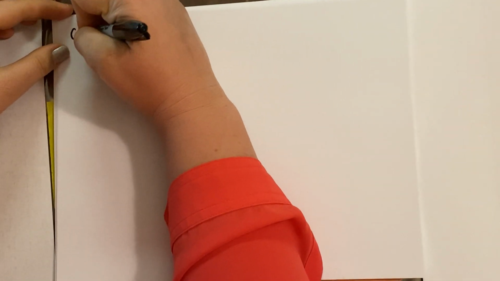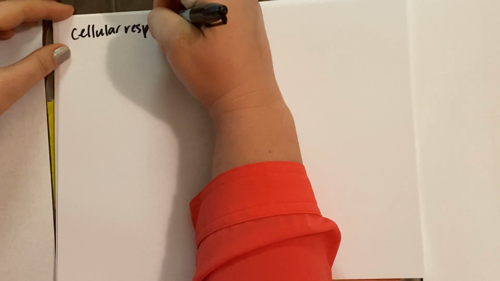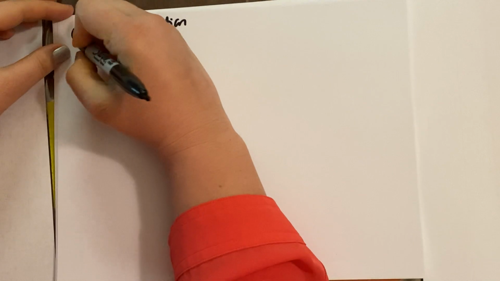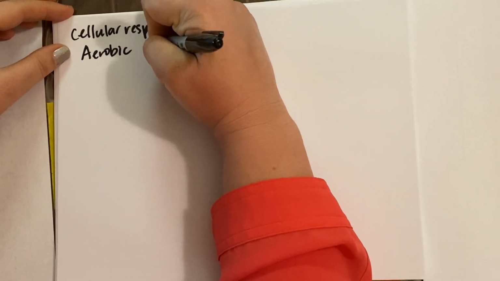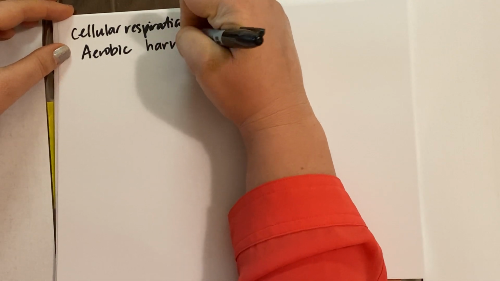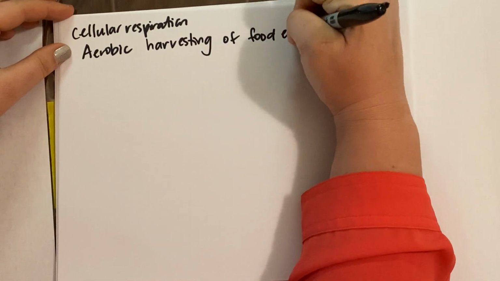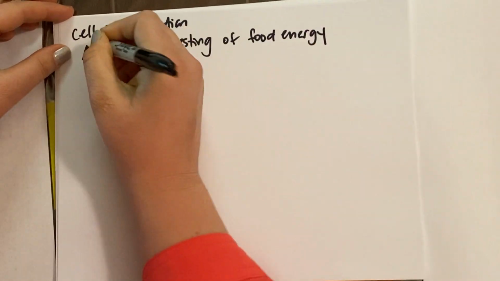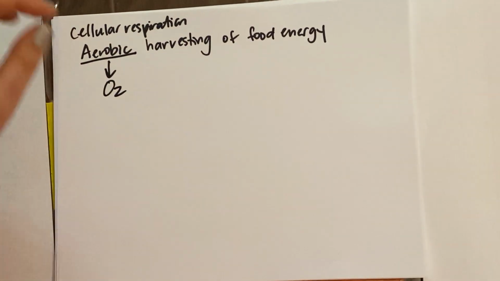All right, so now we're going to start talking about cellular respiration in more detail. Now, cellular respiration is going to be the aerobic harvesting of food energy. Okay, and what this word aerobic means is that there is oxygen.